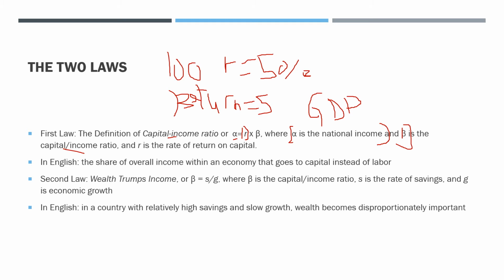It's basically, in an economy, how much capital there is if we add up all the stocks in the country and compare it to the GDP per year, right? So the capital divided by the income, right? We're going to explain this in a bit more detail. But anyway, in English, the important point is what does this formula tell us? It says that it is the share of overall income within an economy that goes to capital instead of labor, right? And we're going to explain what this means in a bit more detail shortly.